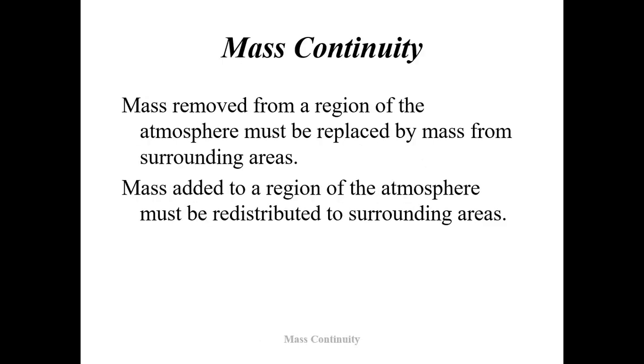Moving into one other topic here, it's known as mass continuity. What is mass continuity? Simply put, it states that mass can be neither created nor destroyed. It must remain constant in some form. So if I take mass and remove it from one region of the atmosphere, that mass lost must be replaced by mass from another surrounding area. Mass is conserved. That's mass continuity. So if mass is added to a region of the atmosphere, it must be redistributed to surrounding areas.